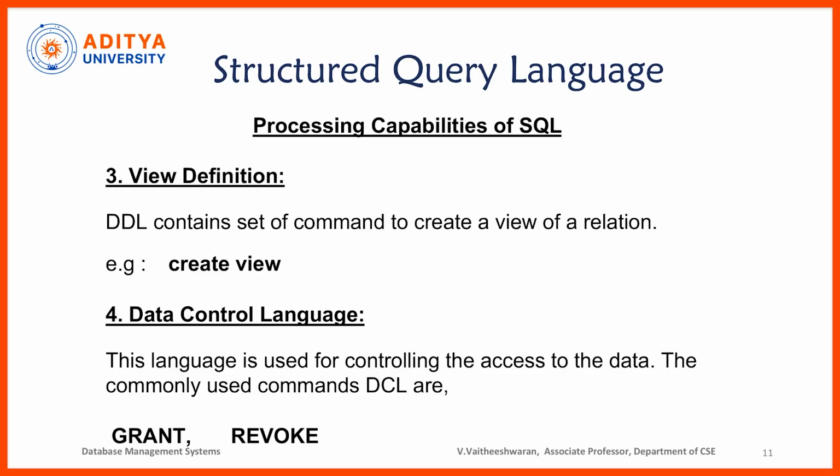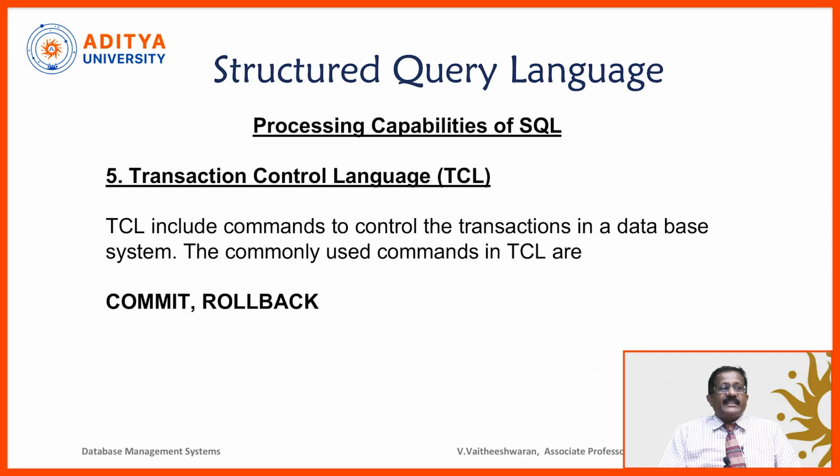Another one is data control language. This language is used for controlling the access to the data. The commonly used DCL commands are grant and revoke. Transaction control language. Transaction control language includes commands to control the transaction in a database system. The commonly used commands in TCL are commit and rollback.